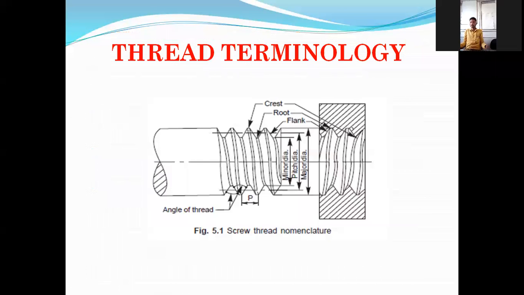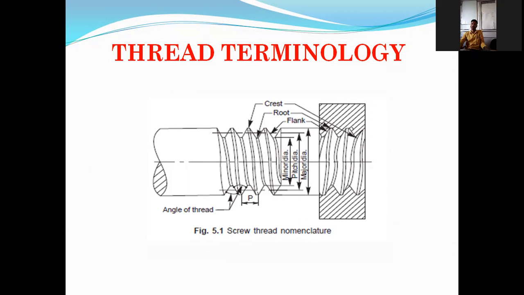After that, we have seen thread terminology. Here we have seen the basics: what is crest, what is root, what is flank, angle of thread. Then two important terms: minor diameter and major diameter. We discussed that nut and bolts are specified by major diameter. It is also called nominal diameter.